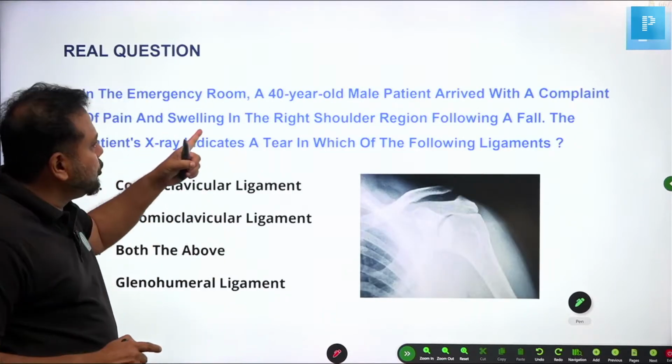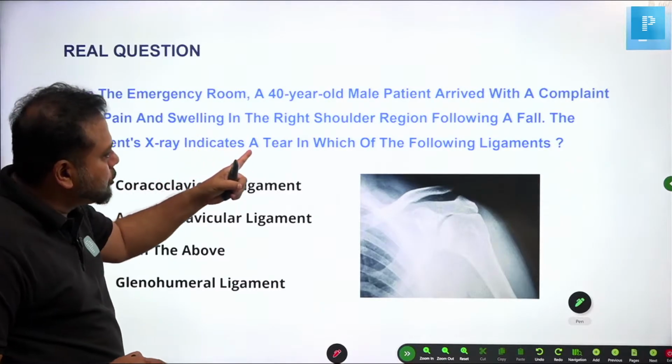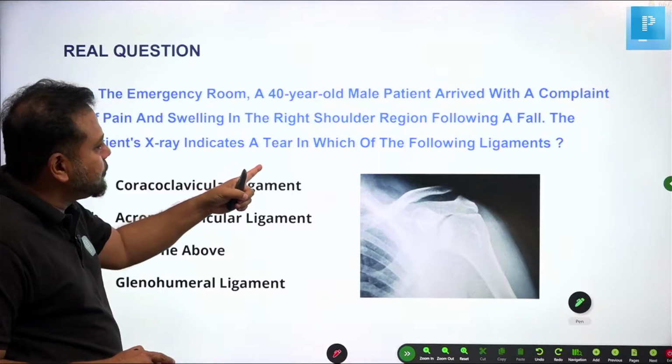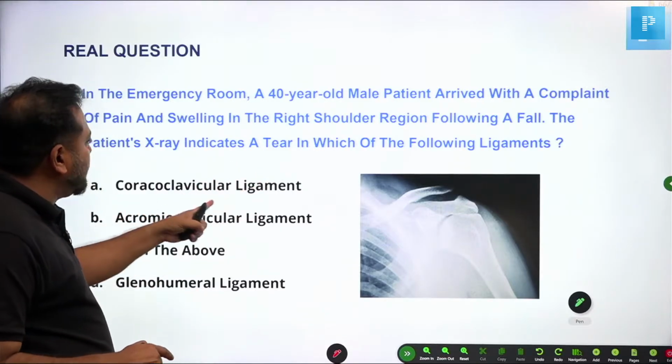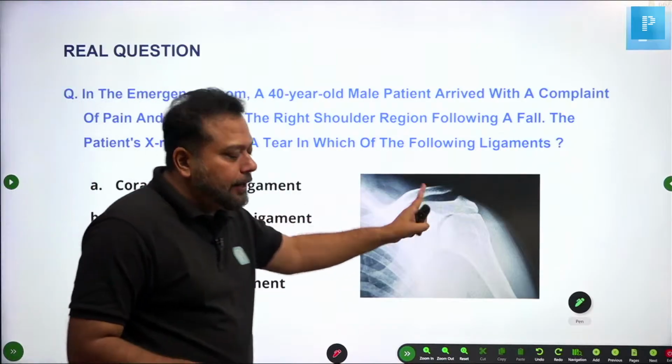In the emergency room, a 40-year-old male patient arrived with complaint of pain and swelling in the right shoulder following a fall. The patient's X-ray indicates a tear in which of the following ligaments? Coracoclavicular, acromioclavicular, both of the above, glenohumeral. Look at the X-ray and tell.